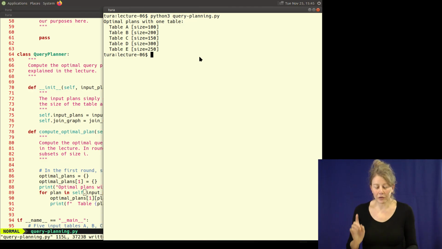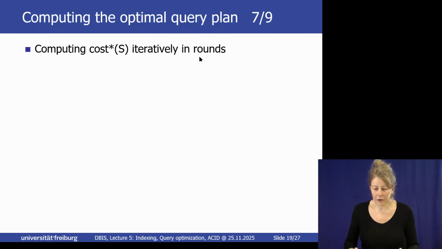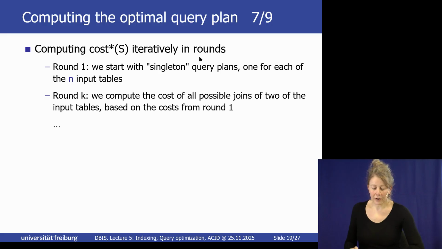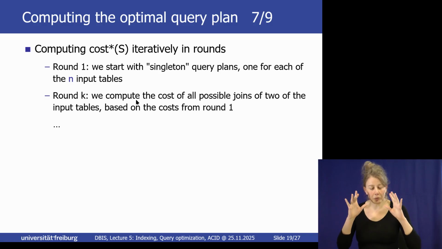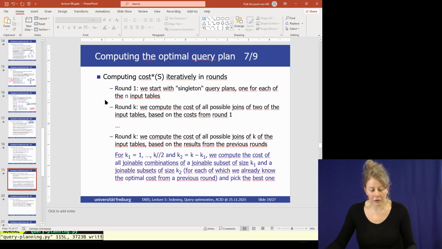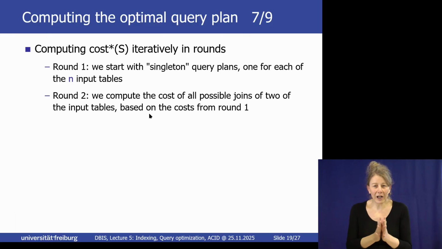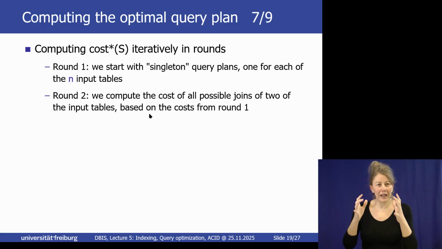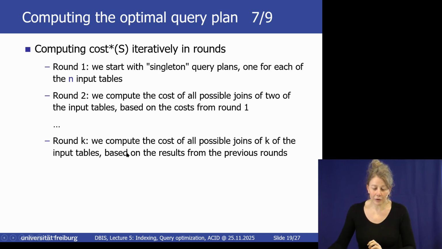So that's our first round, and now comes the next round. Now in the second round we compute this. This should be round 2, not round K. K comes later. So round I is computing all optimal query plans for everything that joins I tables together. So in the second round, everything that joins two tables together. And in the kth round, it's everything that joins k tables together.